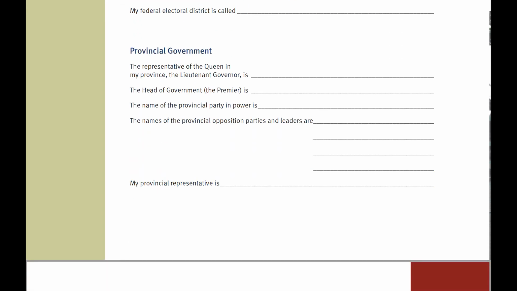At the provincial government level, who is the Lieutenant Governor, the representative of the Queen in your province? Who is your Premier or head of government? What is the name of the provincial party in power? What are the names of the provincial opposition parties and leaders? Who is your provincial representative?